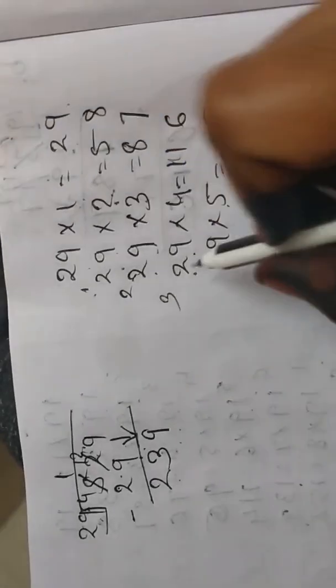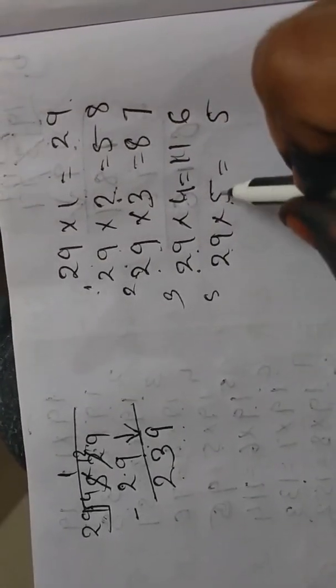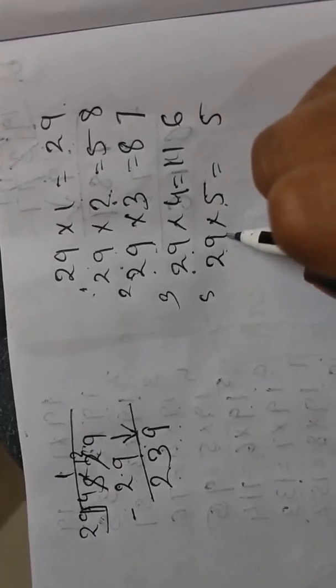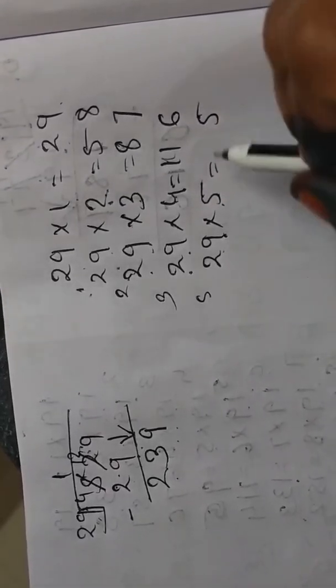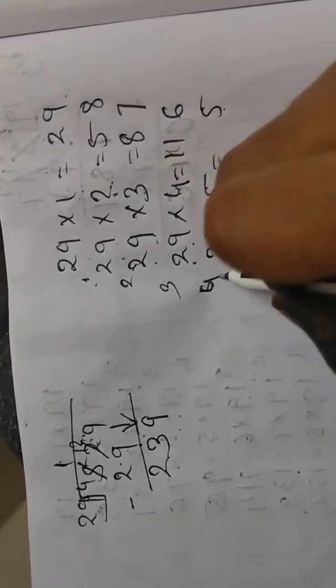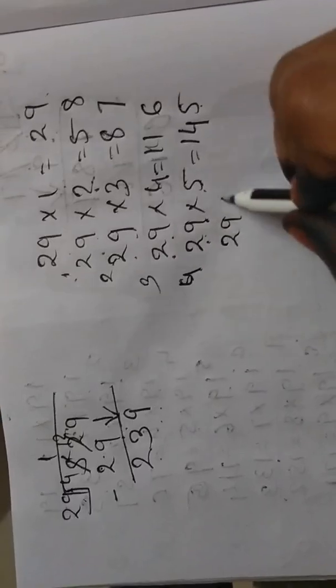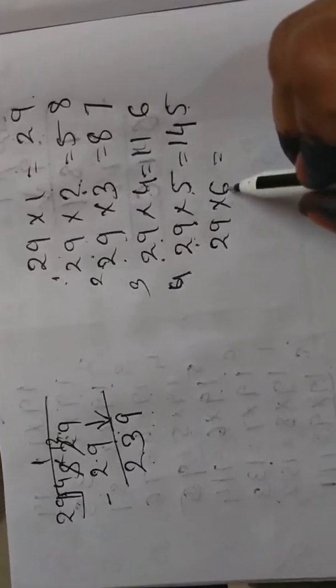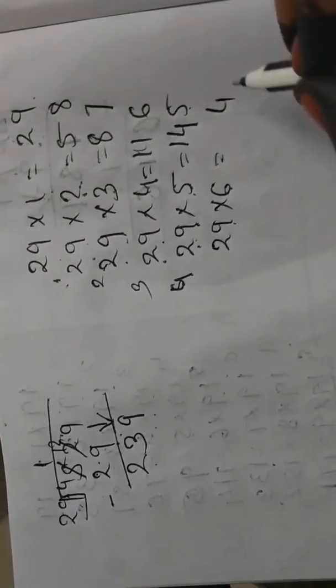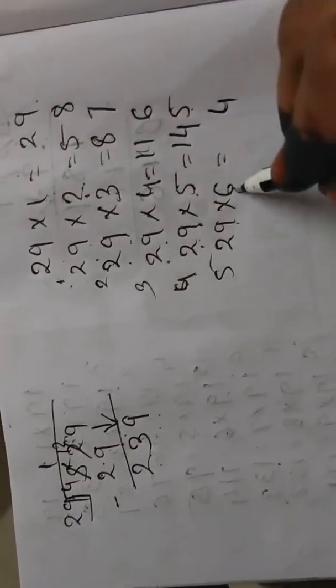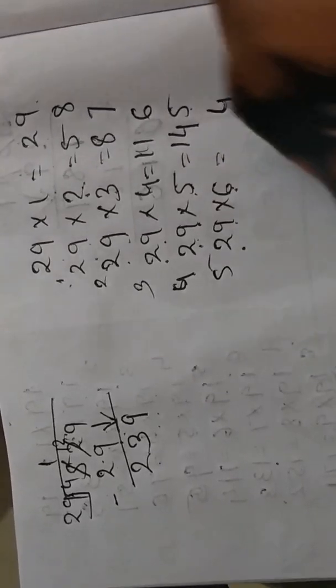29 5s are 5 9s are 45. Write here 5, 4 is a carry over. 5 2s are 10. 10 plus 4 is 14. Write here 14. So 29 5s are 145. 29 6s are 6 9s are 54. Write here 4. 5 is a carry over. 6 2s are 12. 12 plus 5 is 17. Write here 17.